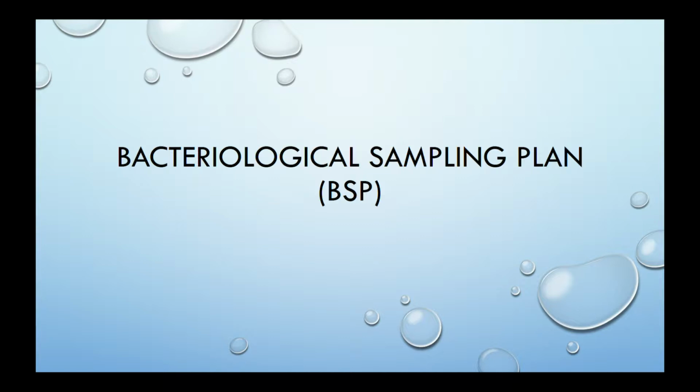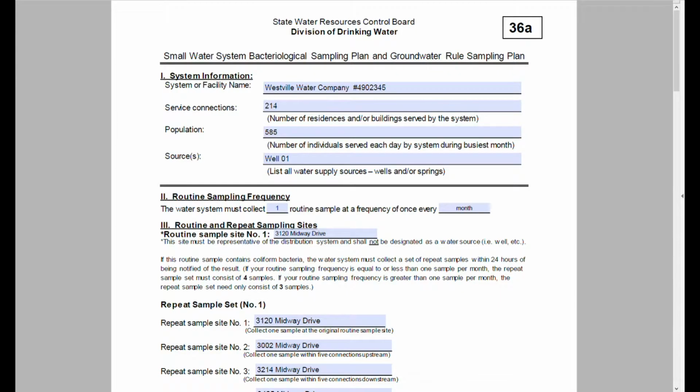My focus will be on aiding small water systems which have populations less than 1,000 and less than 400 service connections. The form to be filled out will probably look like this. I will take you through the steps to fill it out with an example water system.